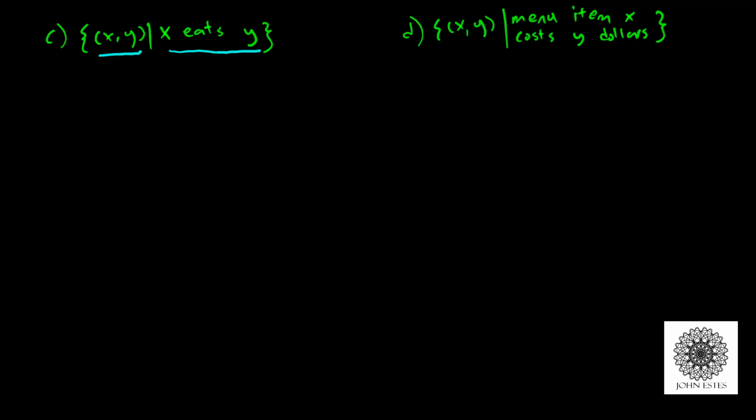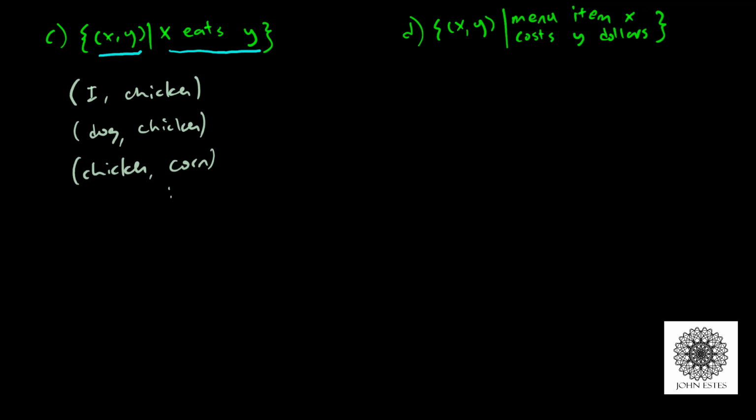X eats y. Okay, so here we don't actually have a list of what's in this function or this relation, but let's think of some things. Okay, so for example, I eat chicken. Dogs eat chicken as well. Right, but chicken eats something, right? Chicken eats corn, and we can keep going down this list indefinitely.